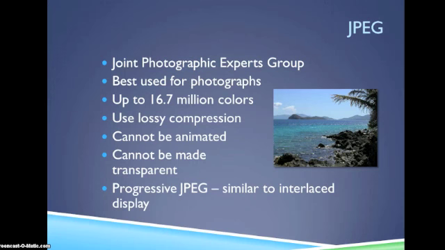Next we have JPEG. It's used for photographs. You get up to 16.7 million colors. Unlike the other image, this is a lossy compression, which means when it's compressed, some of the original information is lost and it can't be recovered. This cannot be animated, it cannot be made transparent, and progressive JPEG is similar to interlaced display, which means every other line will render.